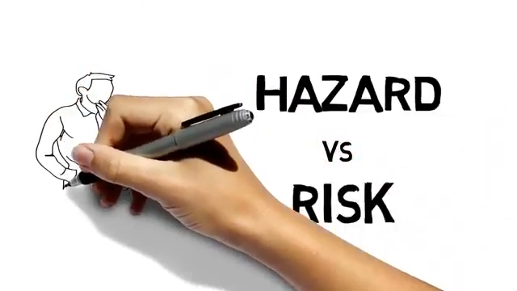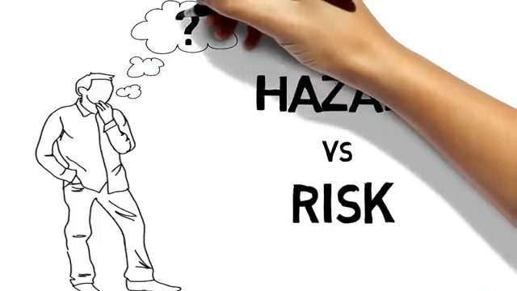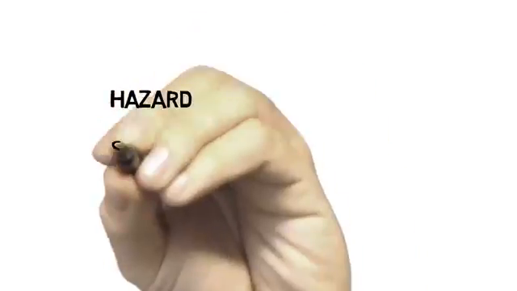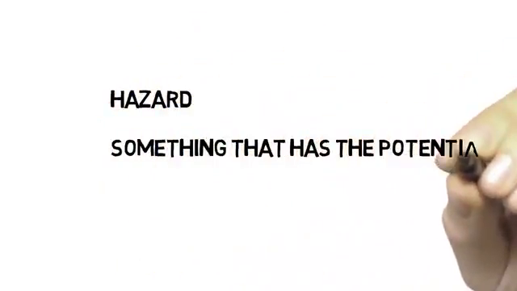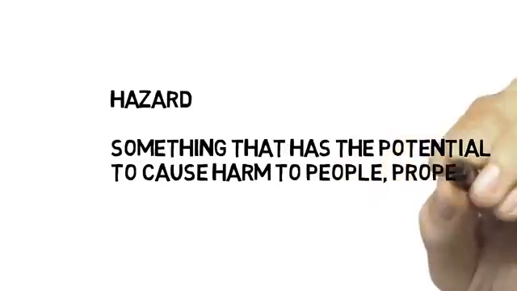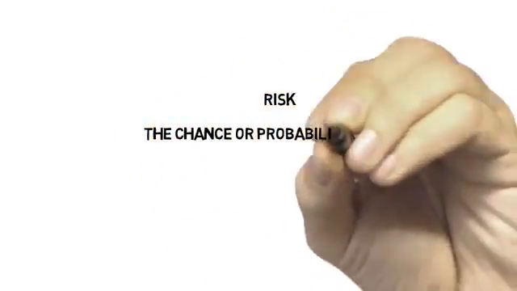What's the difference between a hazard and a risk? Easy question? Apparently not. There appears to be some confusion between the two. A hazard can be identified as anything which can cause harm. A risk is the potential that a hazard will cause harm.